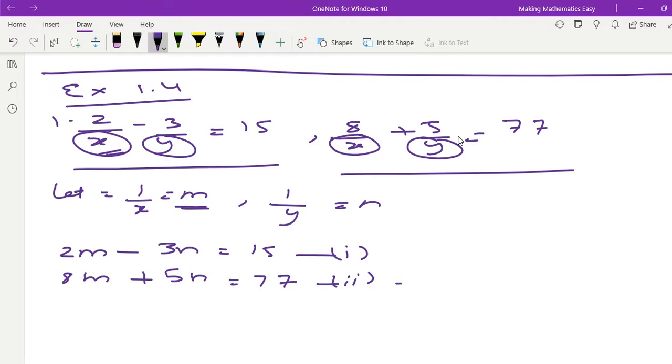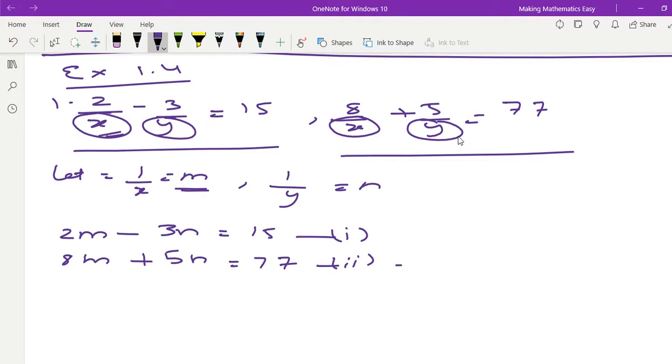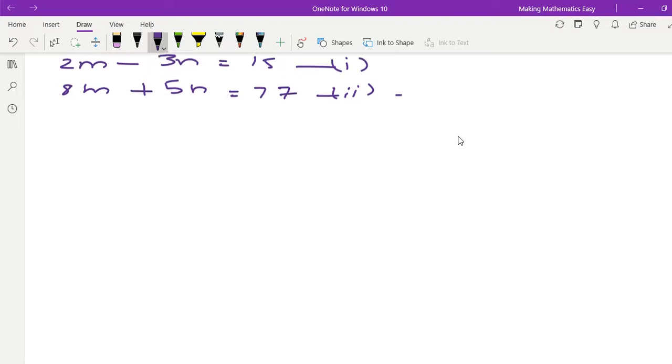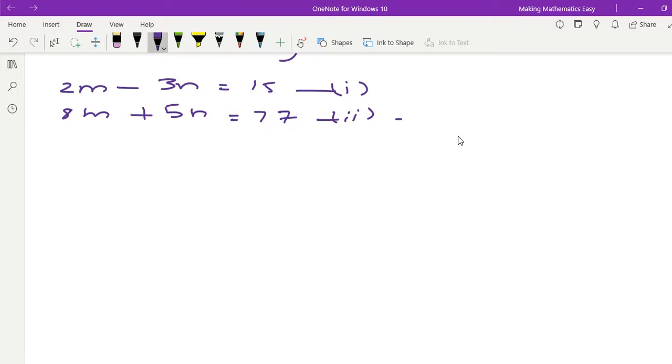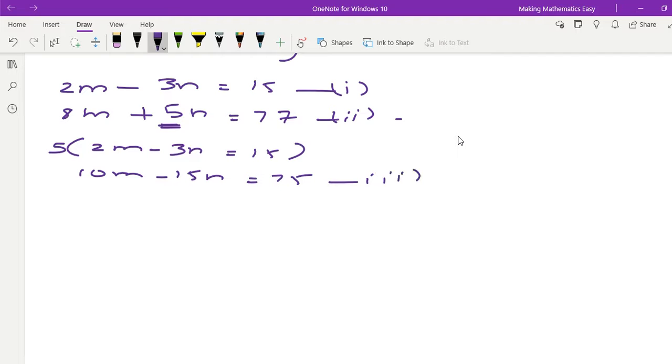Now we have to solve these two equations, equation number 1 and 2, using the elimination method. Okay, so we can do one thing, we can make the coefficient of n the same. So to do that, I will have to multiply equation number 1 by 5. Sorry, this will be a minus sign, is equal to 15. So this will be 5 times 15, 15 into 5 is 75. So this will be your equation number 3.